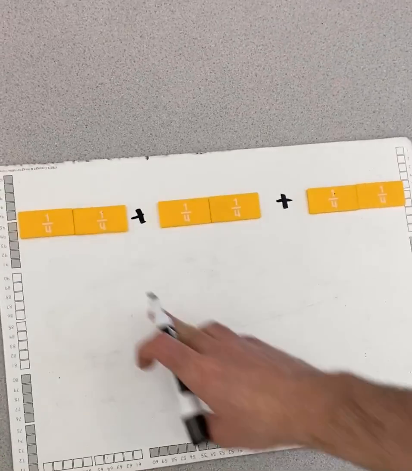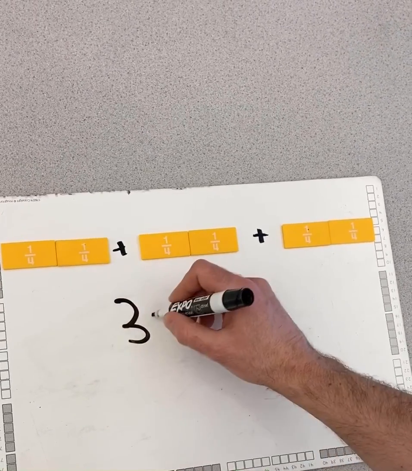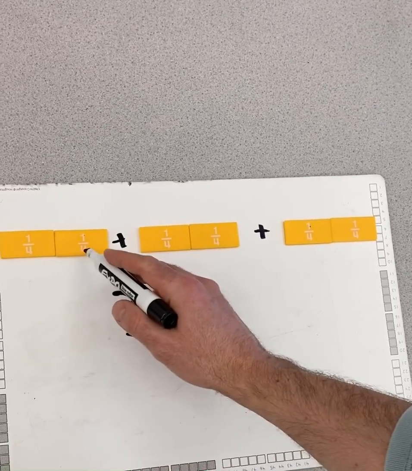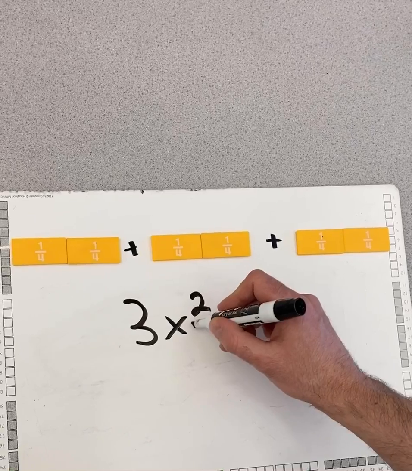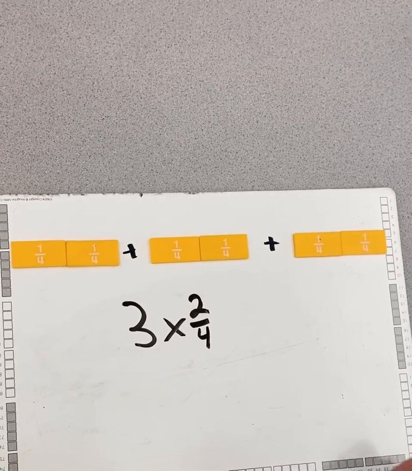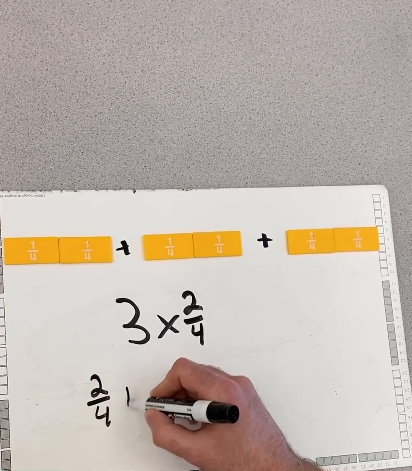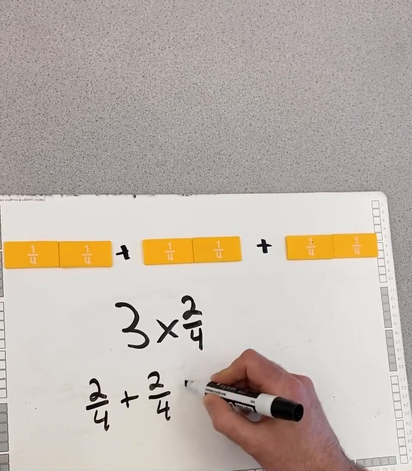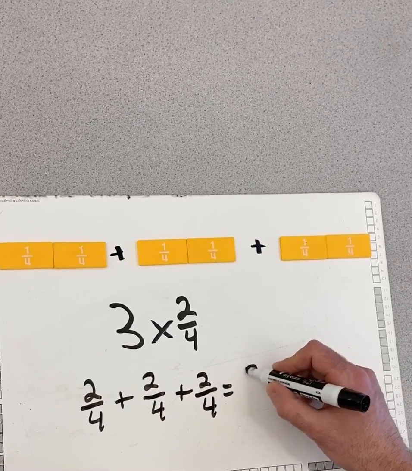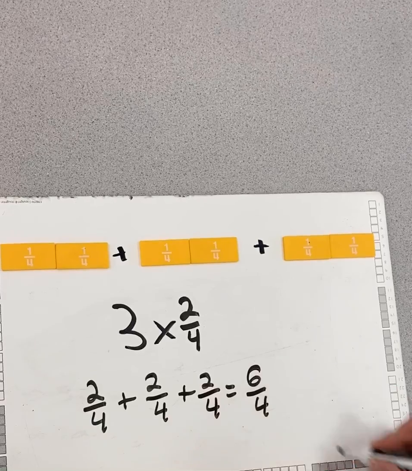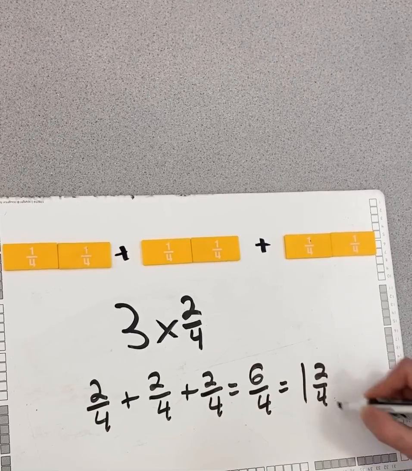Over here you'll see we have 1, 2, 3 groups. 3 groups of, this is 2/4, this is 2/4, and this is 2/4. So we have 3 groups of 2/4. Writing this as an addition sentence, we would say this is 2/4 plus 2/4 plus 2/4, which if we add them together equals 6/4, or also 1 whole and 2/4.